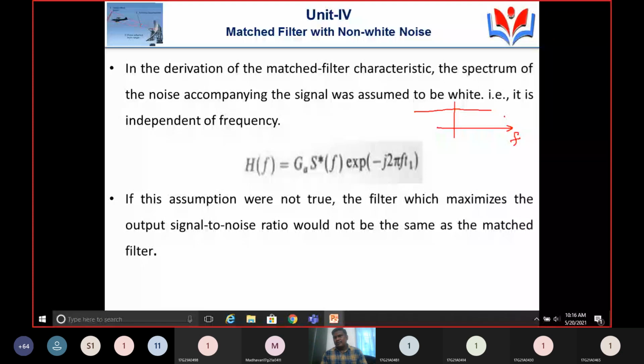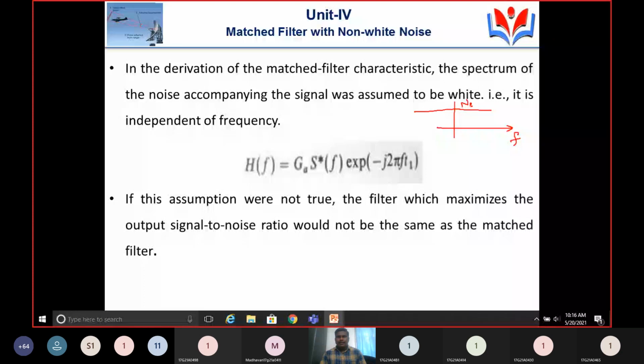So in that case, the matched filter frequency response is H of f equal to Ga into S conjugate of f e power minus j 2 pi f t1. If you consider that the noise is not white noise, in real time the received signal may not be affected with only white noise. For experimental purposes only, we take the noise added to the received signal as white noise. But in practice, the noise may be anything.